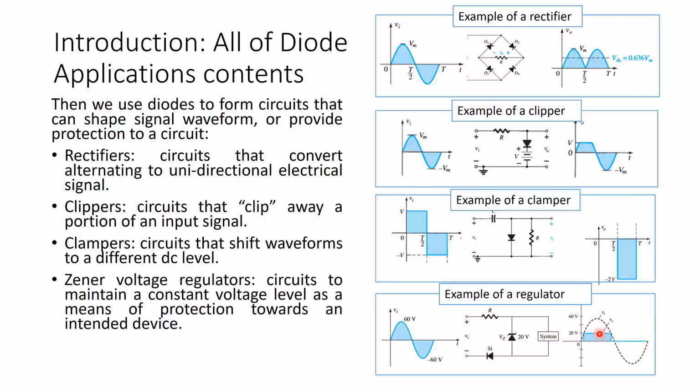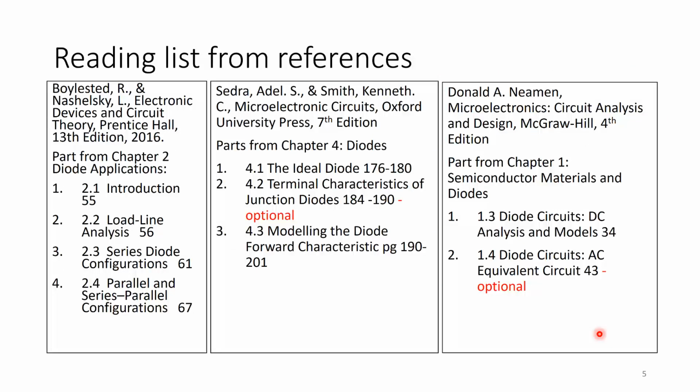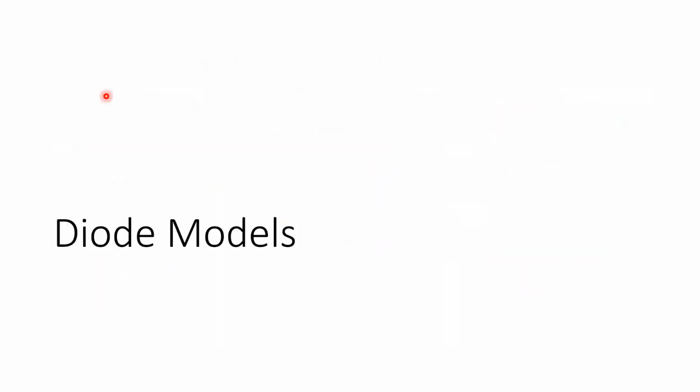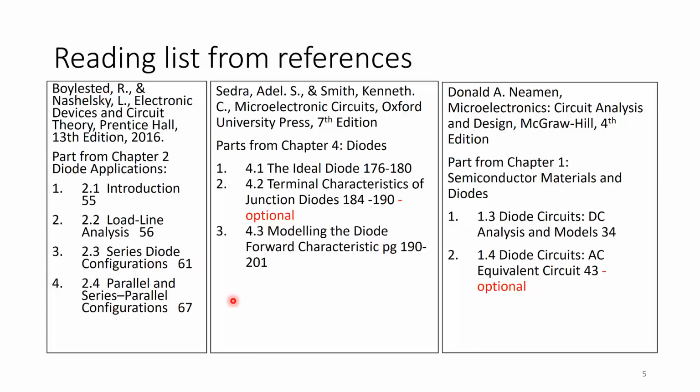So before we do all that, let's have a look at diode models. This is just a list of references. I think I've done a typo there, Bolstad is supposed to be A there. You should have a look at this and read it from the reference. Bolstad has a lot of examples that may be suitable for you.